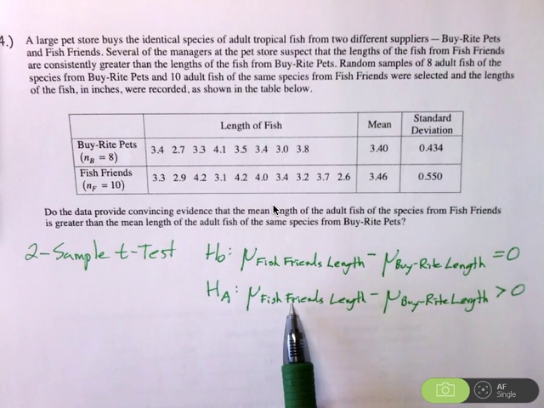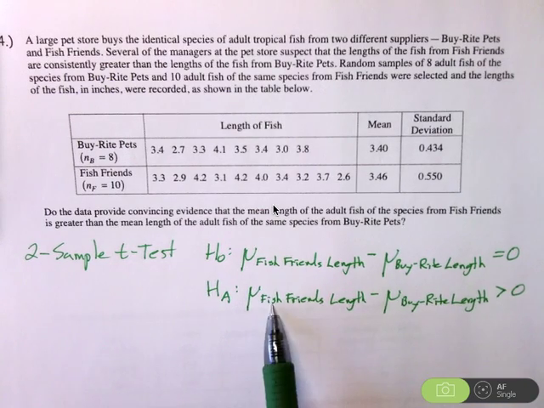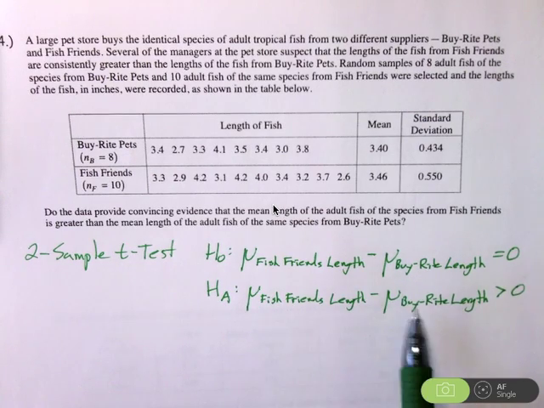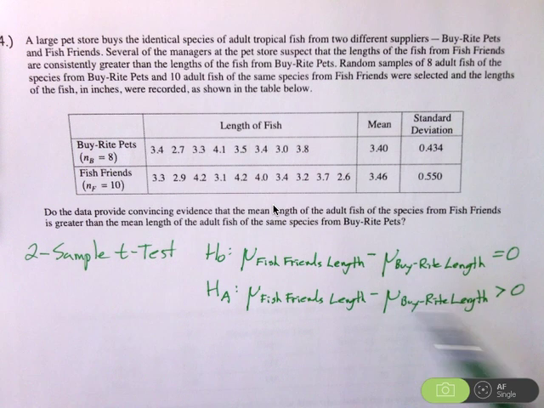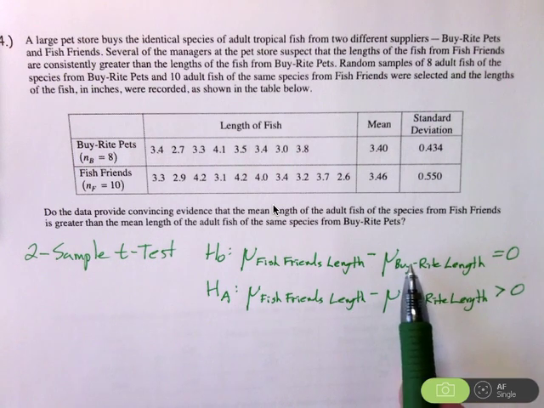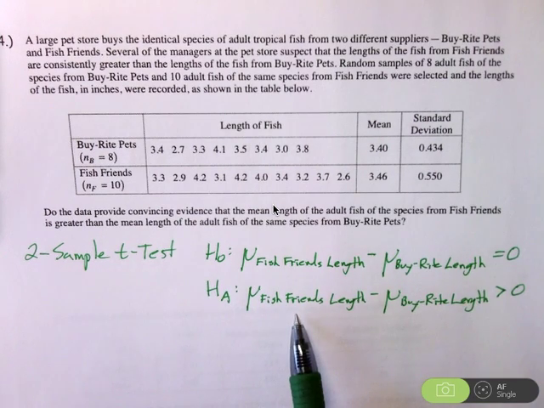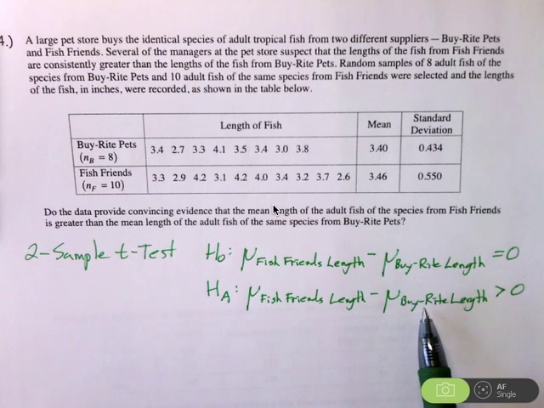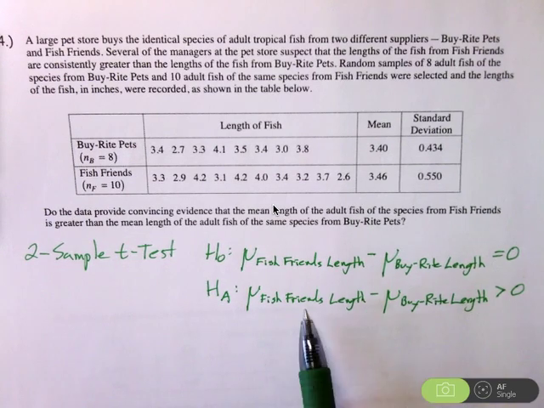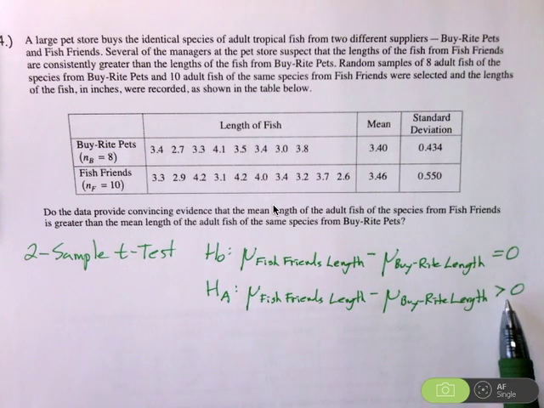So the way that I wrote these, the order in which I wrote these, the mean from Fish Friends minus the mean length from Buy Right, if I'm looking for evidence that the population mean is greater from Fish Friends, this would be the larger mean, this would be the smaller mean, so I'm looking for evidence of a difference that's greater than 0. Again, like I've said before, if you change the order in the null and the alternative hypothesis, they have to match. So if you did Buy Right length mean minus the mean from Fish Friends, if you were consistent and changed that order, that would be fine. If Fish Friends were second and larger, then you would end up with a difference that's negative and you would use a less than alternative.